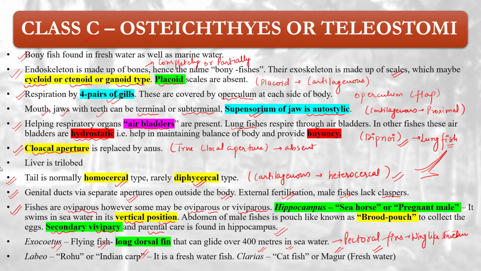Exocoetus, also known as flying fish, has pectoral fins modified to form wing-like structures, which help it take a flight of around 6 meters to 400 meters maximum. Labeo rohita, or Indian carp, is a freshwater fish. Clarias, the catfish, is also a freshwater fish.